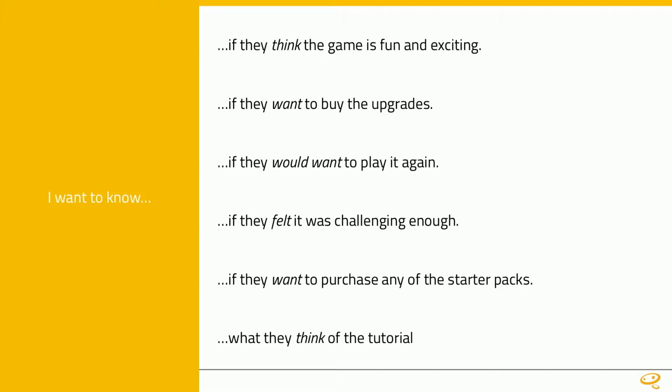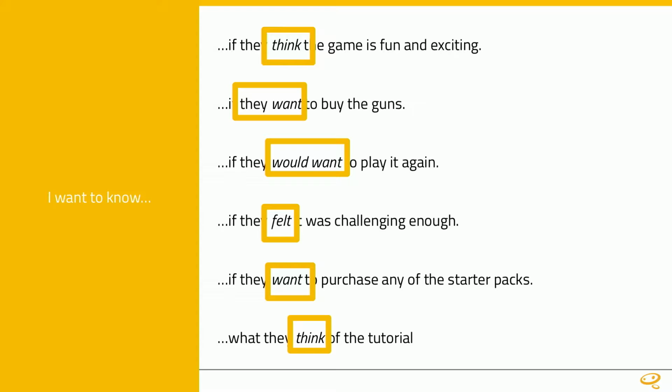But when you sit down with your product manager and the dev team and have a good heart-to-heart about what it is they want to know, oftentimes this is what they tell you. I want to know what the players are thinking. I want to know what they're feeling. I want to know how they feel about the guns and how they feel about the tutorial.